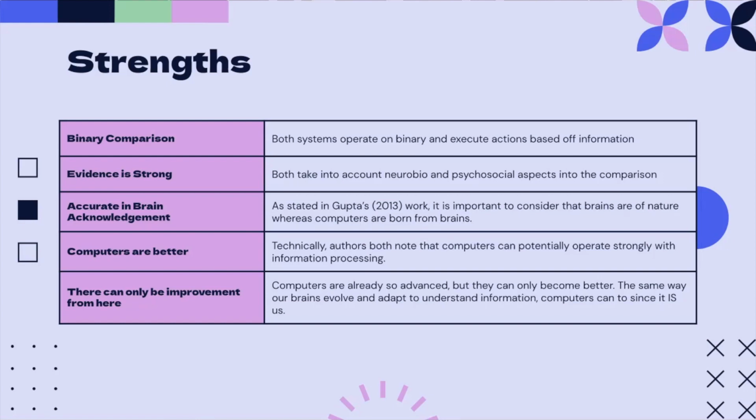And one final strength is that there can only be improvement from here. Computers are already so advanced, but they can only become better. The same way that our brains evolve and adapt to understand information, computers can too, since it is to us.